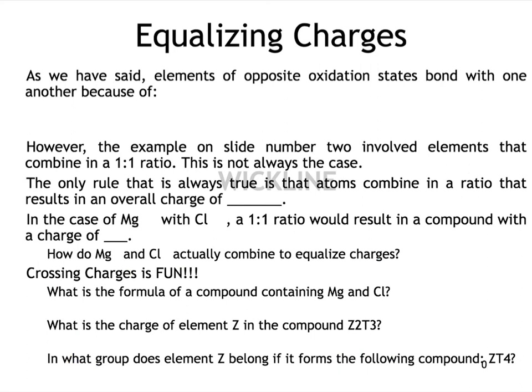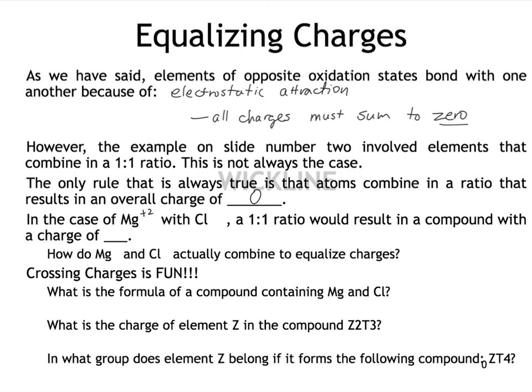So we know that ionic compounds need to have a charge of 0. And opposite oxidation state atoms, or atoms with opposite charges, will bond because of electrostatic attraction. It is not always the case that elements will bond in a 1-to-1 ratio, however. The only rule that is always true is that the ratio must produce an overall sum of charges that is 0. In the case of an example like magnesium, whose charge is +2, and chlorine, whose charge is -1 in its ionic state, a 1-to-1 ratio would result in a compound that actually had a charge of +1. This is very bad, and it will never happen.